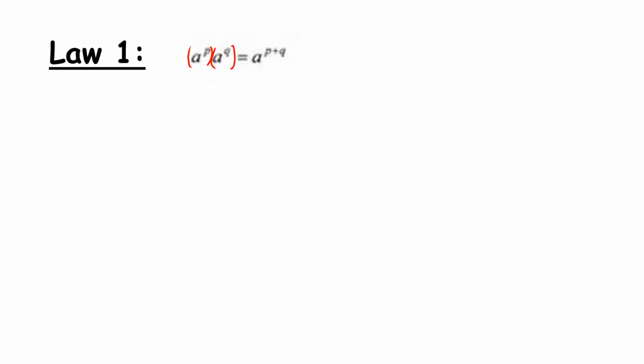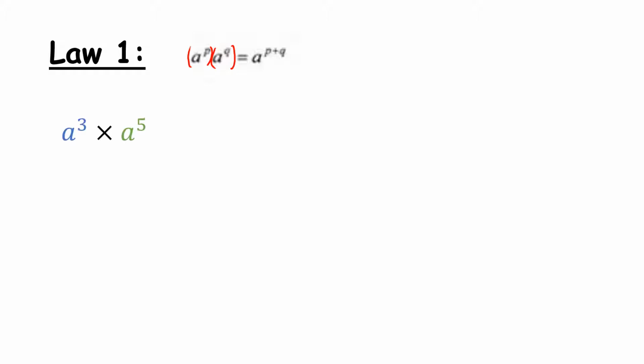add the powers. So that big number there is called our base, and the top is called our power or our index or our exponent. So I'm going to stick to probably using power as we work through, but notice that here we have 2 base numbers.